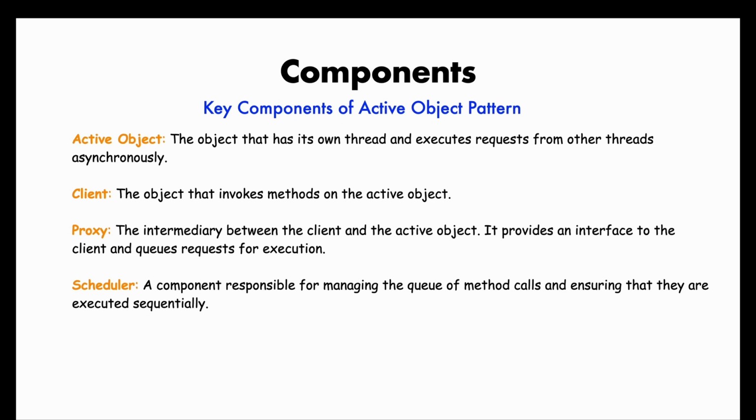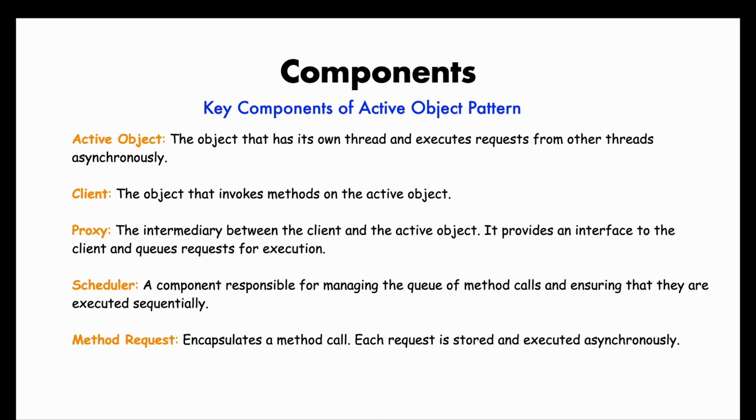Then there is a scheduler. This is optional, but it can be used. It is basically responsible for managing the queue of method calls and ensuring that they are executed sequentially. Then there is a method request, which encapsulates a method call. Each request is stored and executed asynchronously. Finally, there is a servant. This is the actual object that performs the work when the request is executed. So these are almost all of the components required for implementing the active object design pattern.